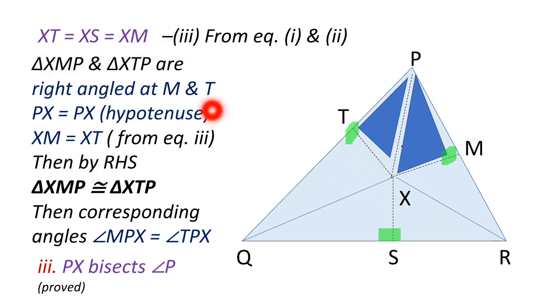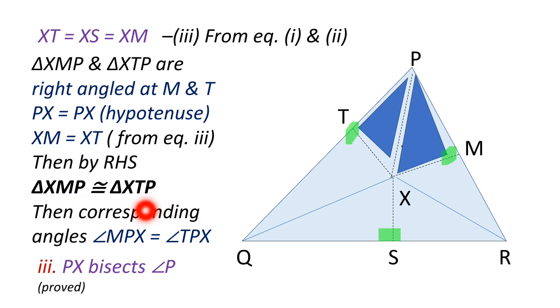So we found those two triangles are right angle triangles, their hypotenuses are equal, and one of their sides is also equal. So we will say that by RHS congruency, triangle XMP is congruent to XTP. So these two are found congruent to one another.